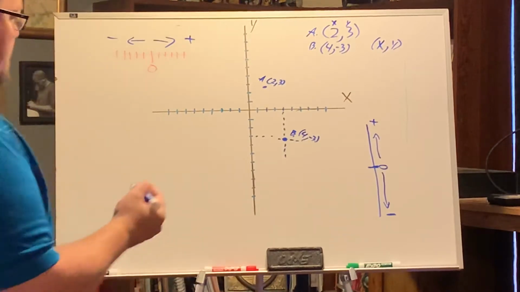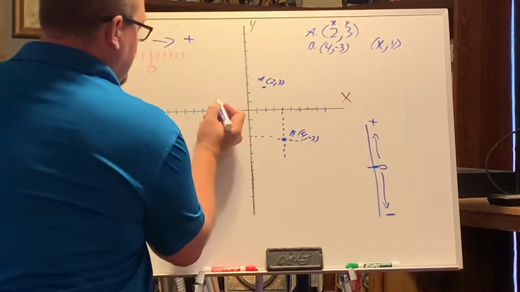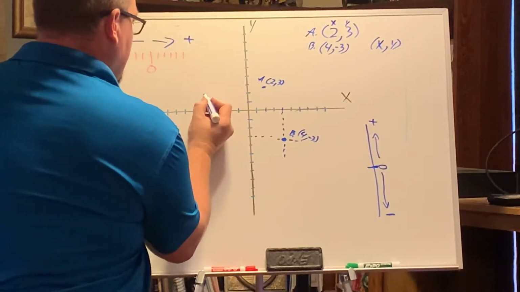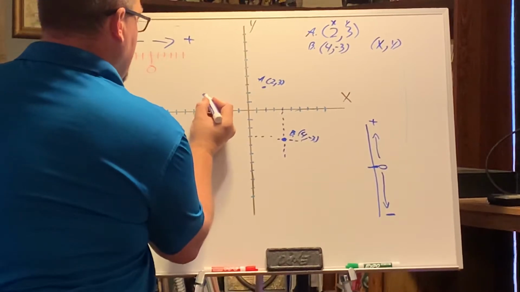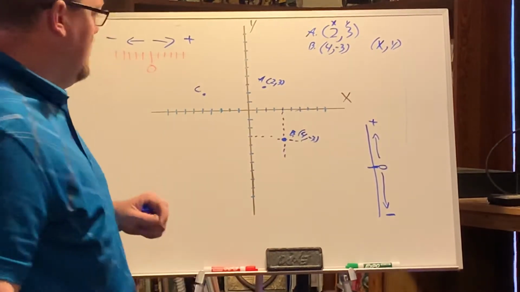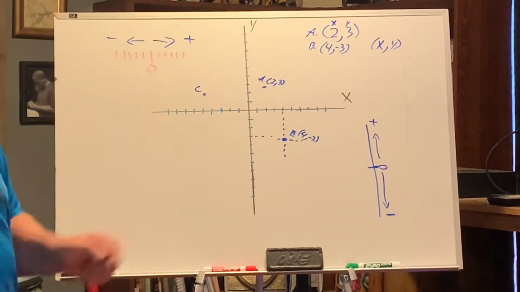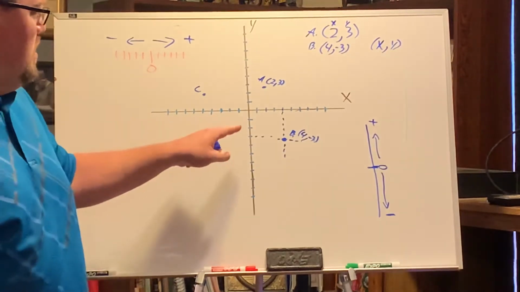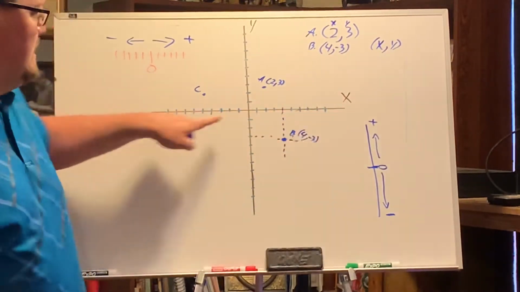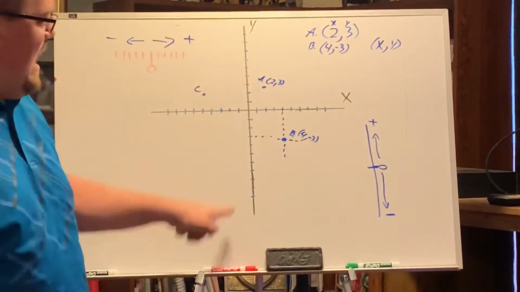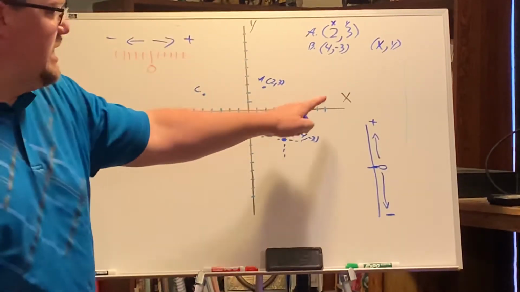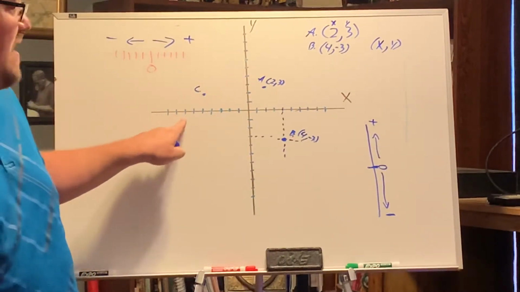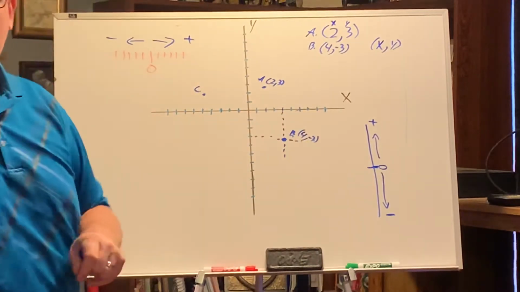But what if somebody gave you a point and they said, it's going to be right here. What is point C? Can we go back and pick up point C? Sure. We just count. We start on the X, and then we're going to look at the Y. So don't worry about the Y first. Look at X first.